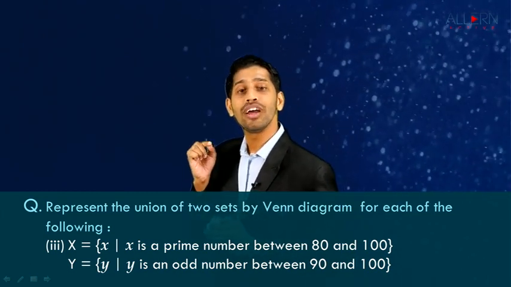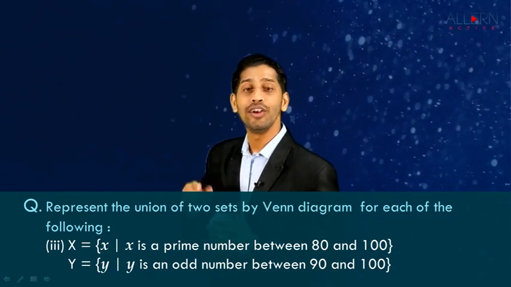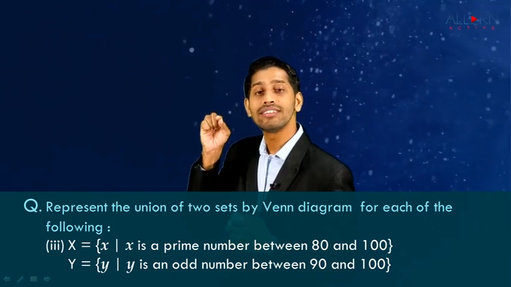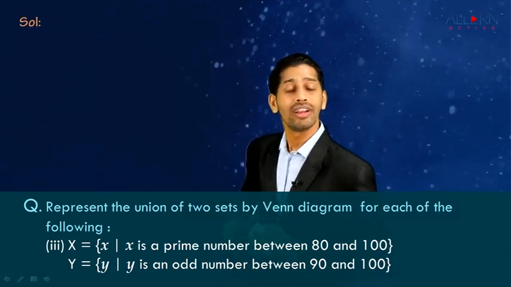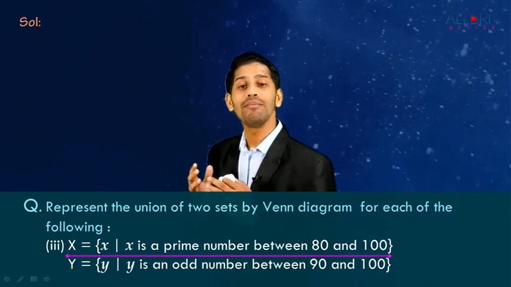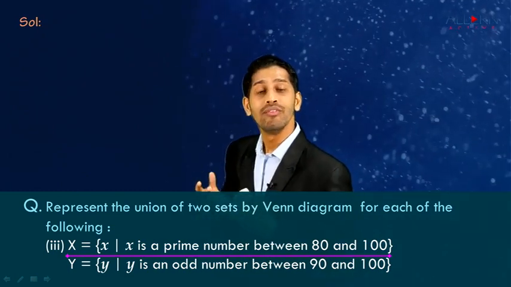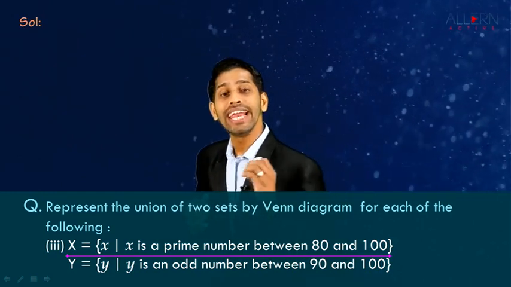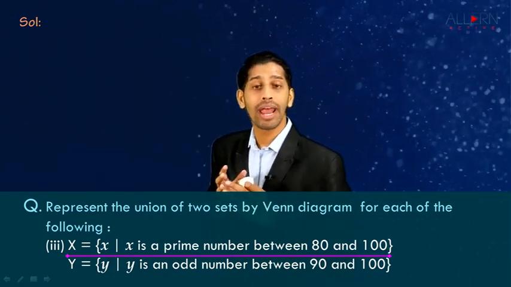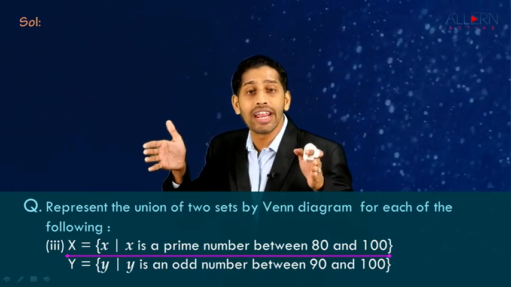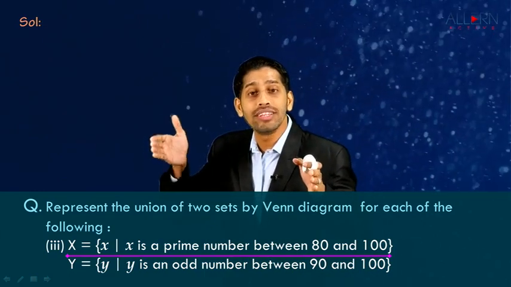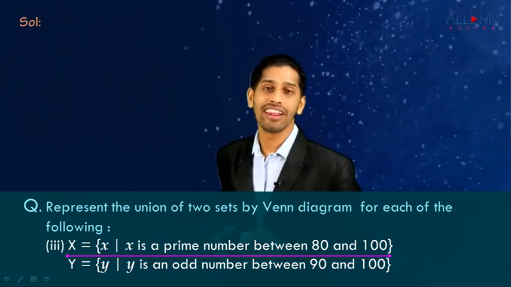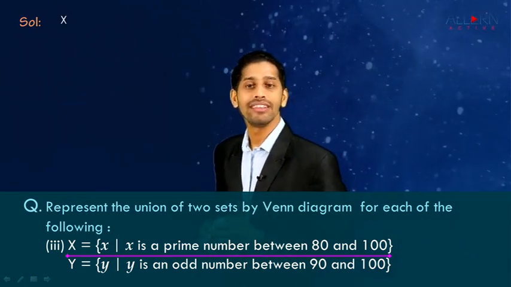In order to convert set X from set builder into roster form, whatever comes after that small vertical line, we need to solve it. So it says that x is a prime number. So what are the prime numbers which come in table of 1 and itself? Between 80 and 100, that means we need to write prime numbers between 80 and 100. That means we are not going to consider 80 and 100. We'll write all the prime numbers between 80 and 100. So let's write this in roster form.